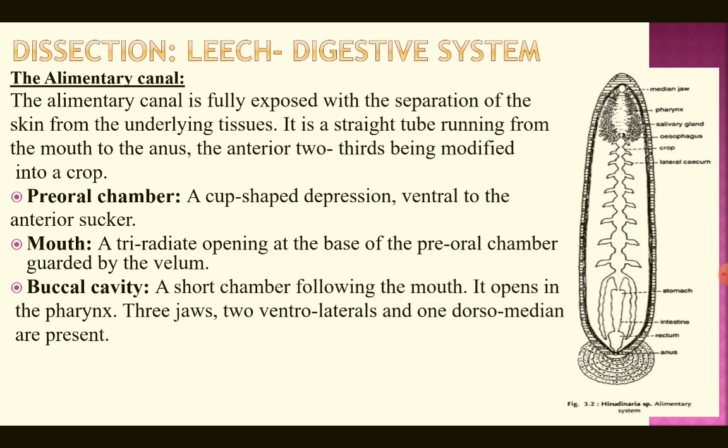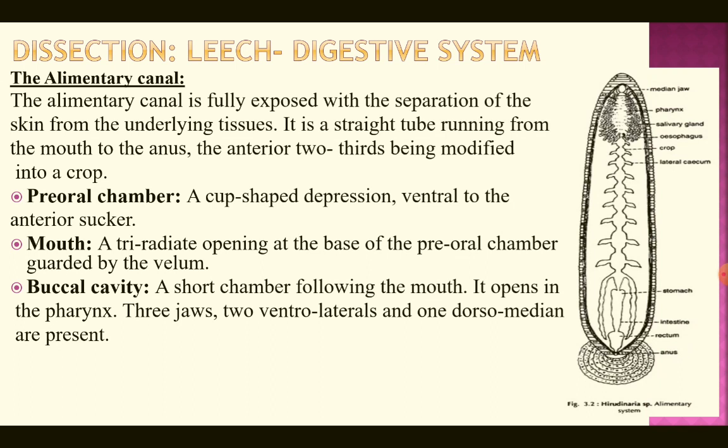Now when you dissect this leech, cut open the body wall and clear all the botryoidal tissue, you can see the alimentary canal like this, fully exposed with separation of the skin from the underlying tissues. It is a straight tube that runs from mouth to anus, the anterior 2/3 being modified into the crop. The first region of the alimentary canal is the preoral chamber, a cup-shaped depression ventral to the anterior sucker. Then the mouth.